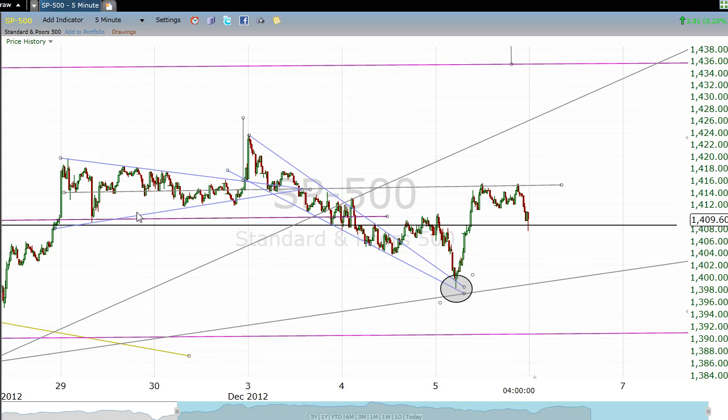Remember our little triangle pattern back here. Let's extend a line that kind of runs. Remember how we talk sometimes about there being, if you will, a spine in these patterns that kind of bisects the top and the bottom lines. And I think we have that right here.